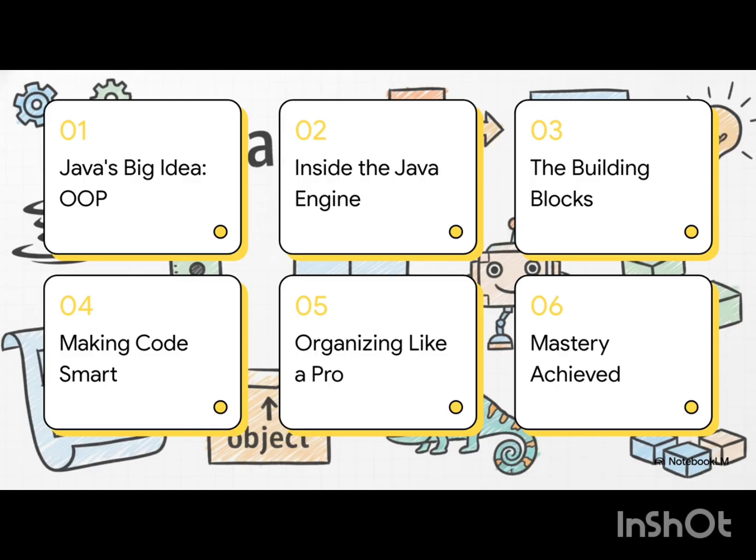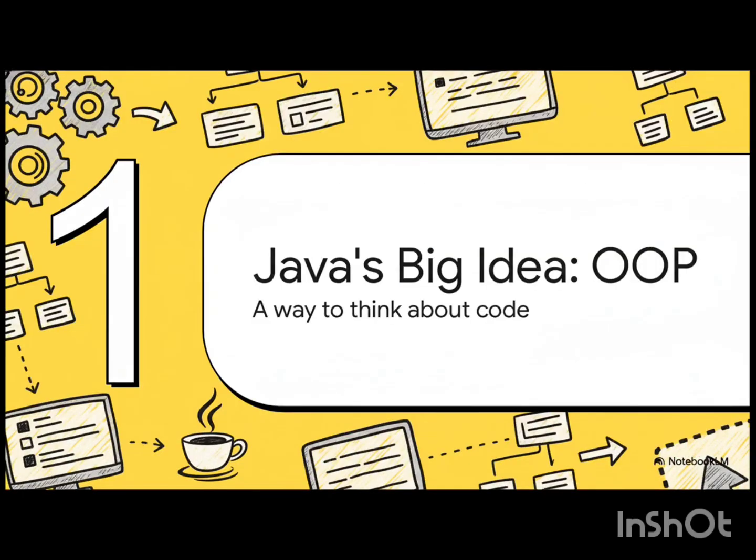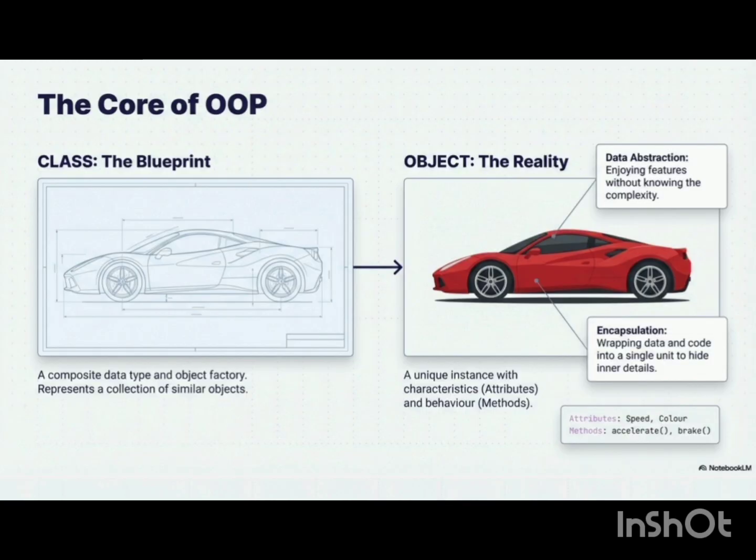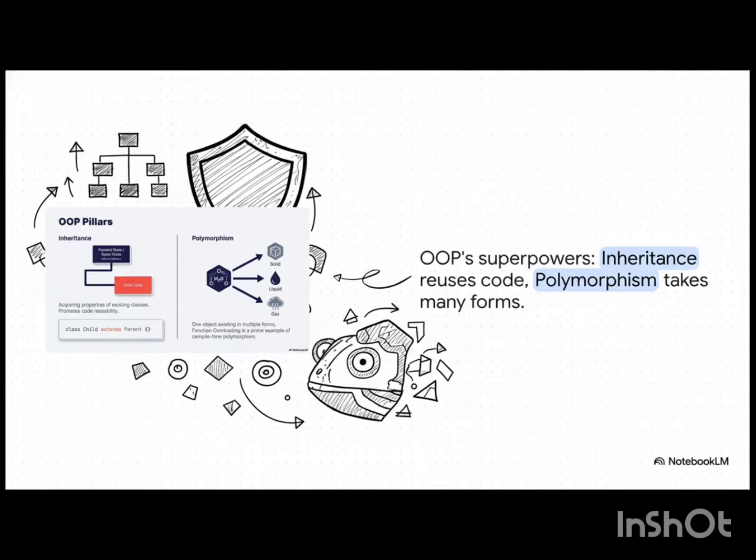First up, let's get our heads around the single most important idea in all of Java, object-oriented programming. You'll see it called OOP everywhere. The easiest way to think about this is with a car analogy. A class is like the master blueprint for a car. It's got all the details: engine size, color options, number of doors. But you can't actually drive a blueprint, right? An object is the actual car that rolls off the assembly line, built from that blueprint. It's the real thing you can get in and drive.